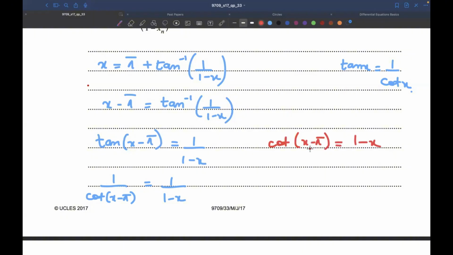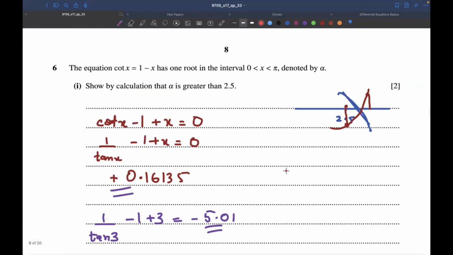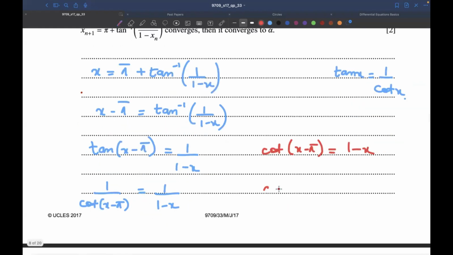Now cot of x minus pi and cot of x will give us the same values, and we can check it from the calculator as well. So we can write it as cot of x equals 1 minus x, as this is the same as cot of x.